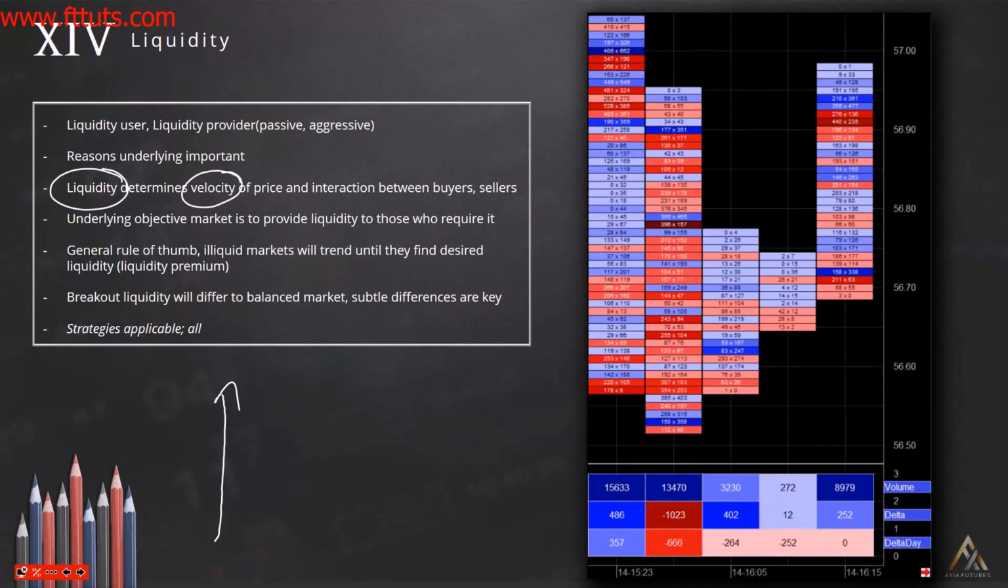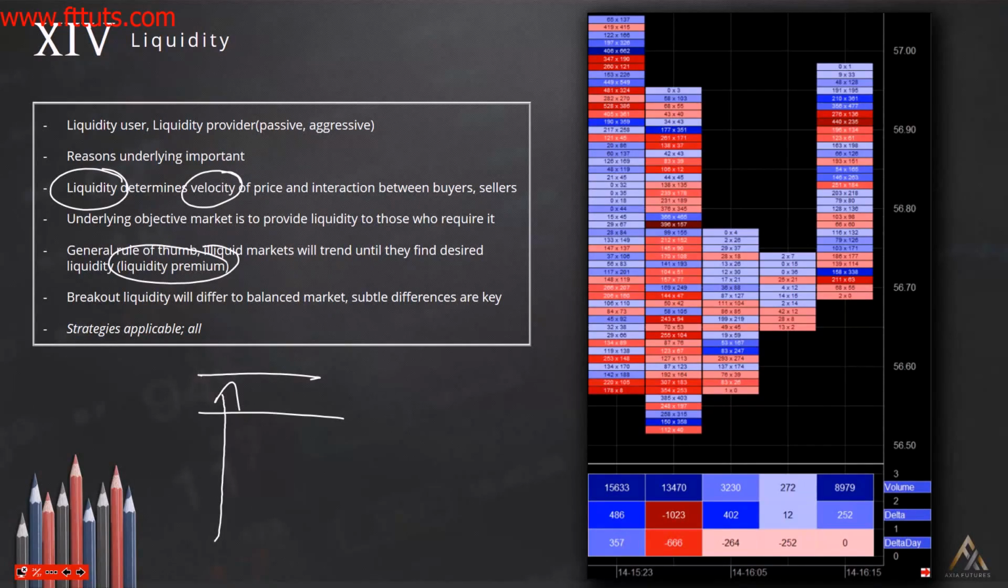Now, as a general rule of thumb, illiquid markets will trend until they find liquidity. Let me rephrase that. When markets are trending, if they are illiquid in nature, they will continue to trend until they find that liquidity. Why? Because if the market's trending, everyone is ultimately buying. They might be buying to be long, or they might be buying to get out of shorts. But ultimately, that buying will continue to persist until such a time that we run into the desired liquidity. And that's where the concept of liquidity premium comes from.